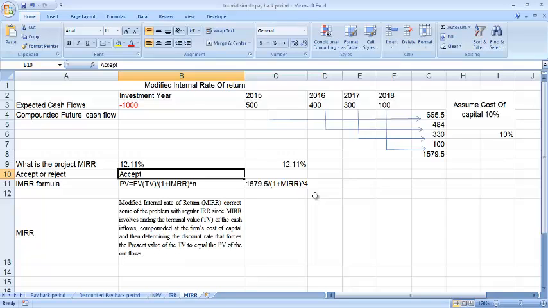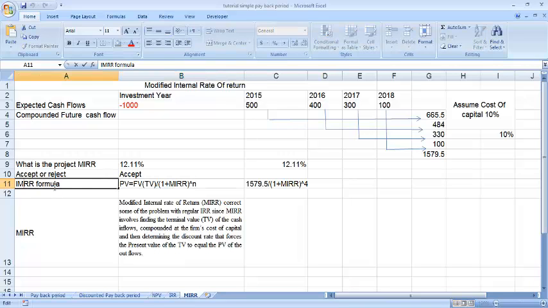The formula for the MIRR: PV, the present value, which is the 1,000 present value of outflows, equals the terminal value divided by 1 plus MIRR to the power of n. Just let's correct it. Okay, so that's the formula, that's how we calculate it.